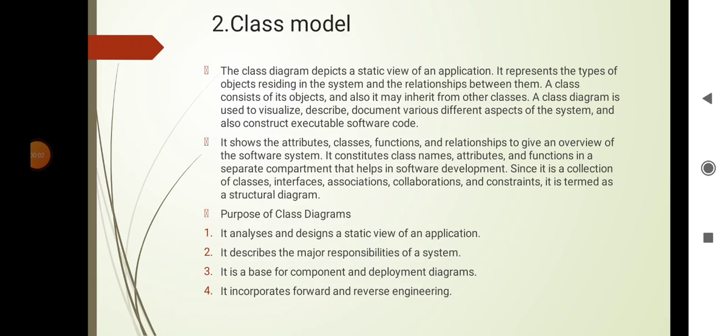Hello students, now we will see the next diagram, the class model. UML class modeling is one of the major UML modeling techniques. The class model is the most fundamental model for a system, because it describes what is changing within the system.